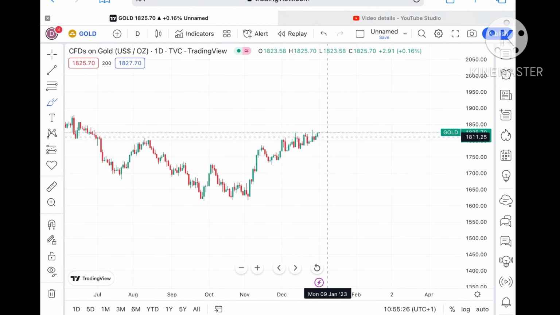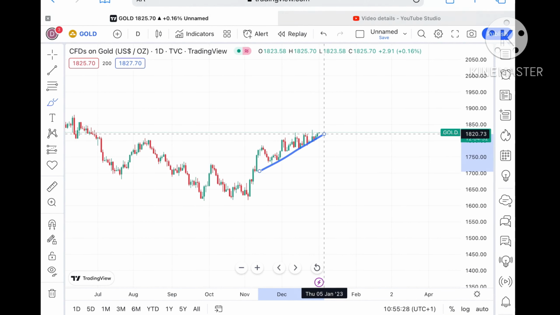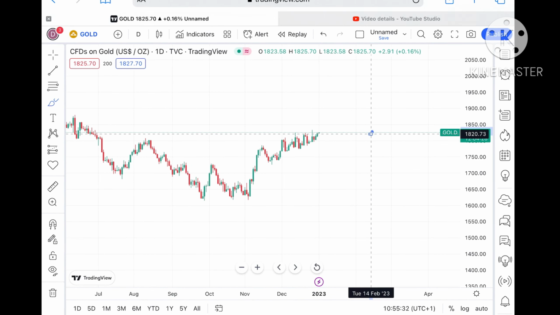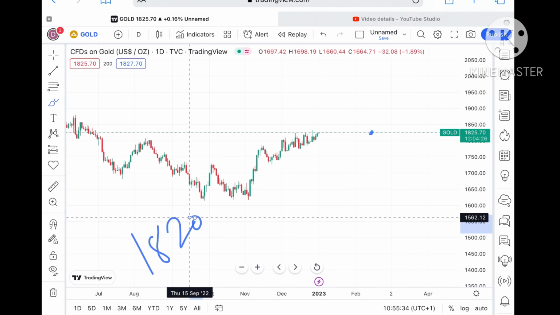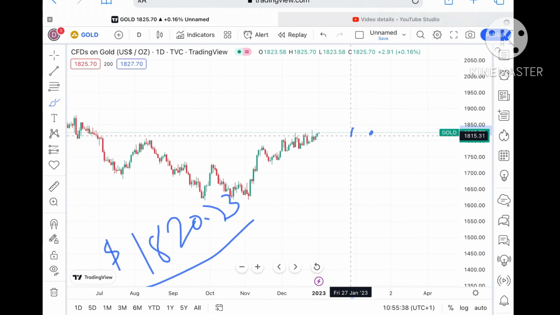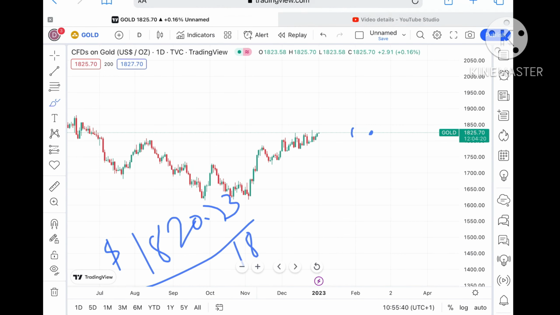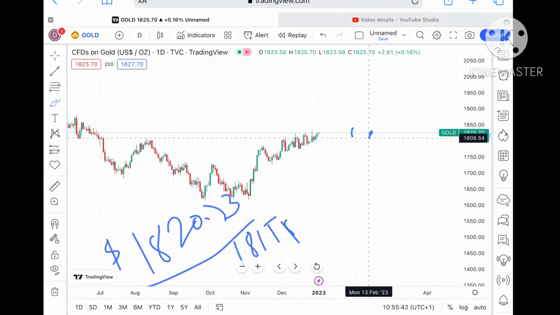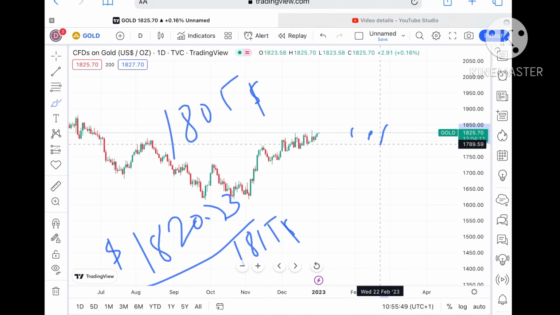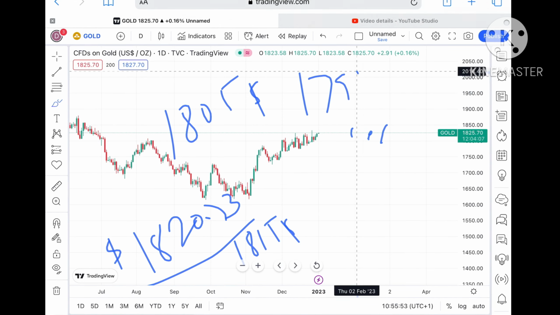Okay, suppose the price doesn't sustain this particular level, or it breaks this particular zone, what can we see? It can come down again to a level of around $1820.73. And if that level moves further low, then it can go towards around 1815. If the price falls below that level, it can touch around $1805, and from there it can go further low, and a probability of touching 1795 is there. Keep this in mind.